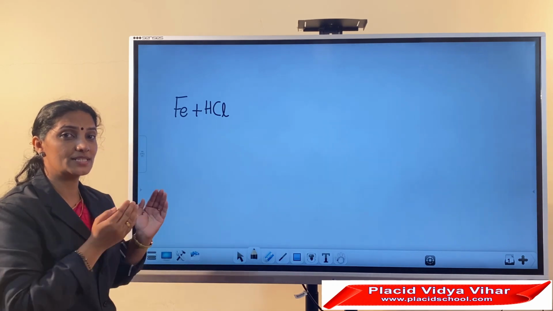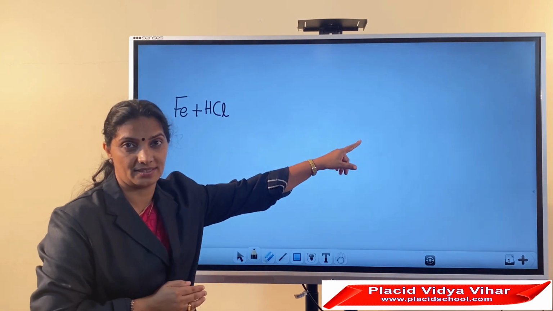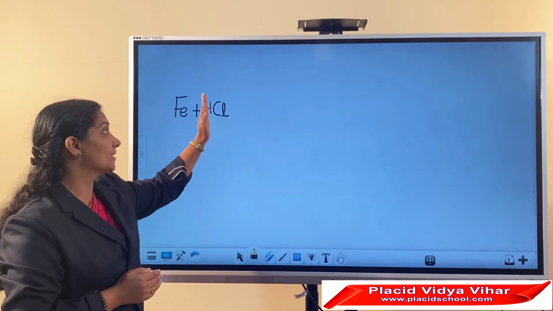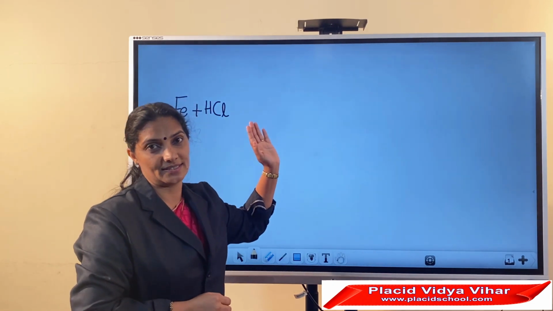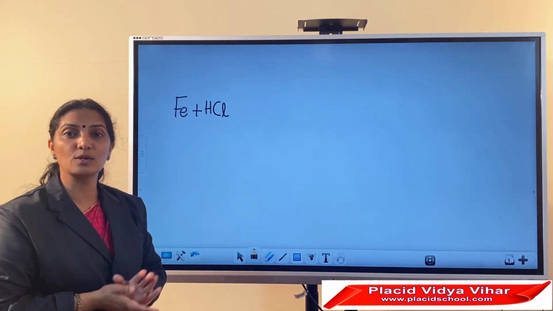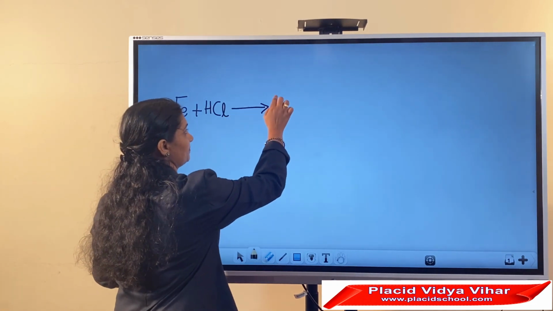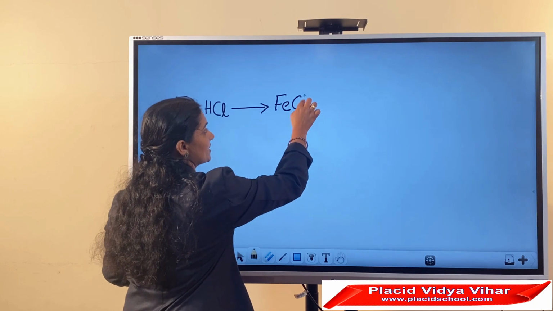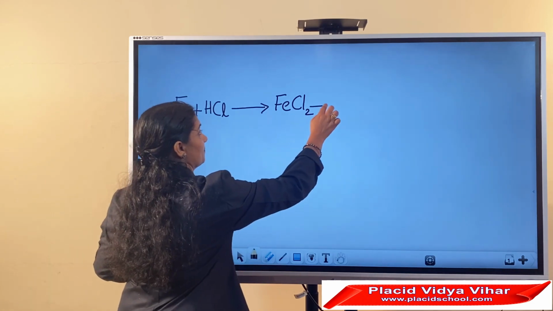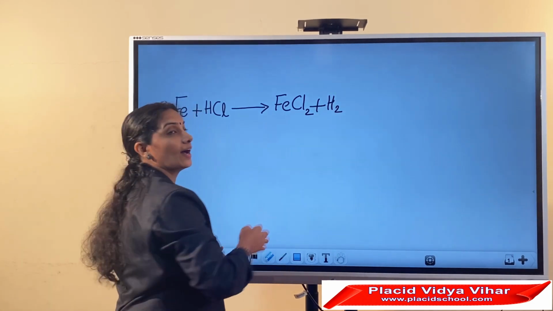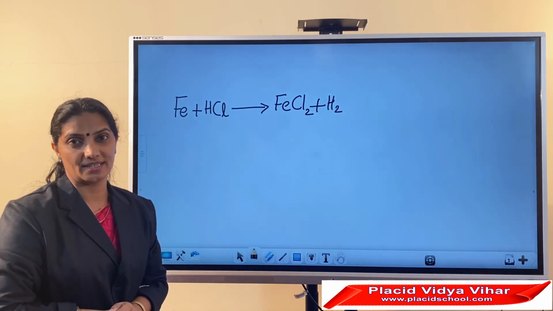What happens? What was the general equation? Metal plus acid gives salt plus hydrogen. That means the metal replaces hydrogen from the acid and it is liberated as hydrogen gas. Then remain iron and chlorine. They two combine and form a salt. See what happens. FeCl2. The name of the salt formed in this case is iron chloride, plus hydrogen. The salt obtained is iron chloride and we have hydrogen gas.